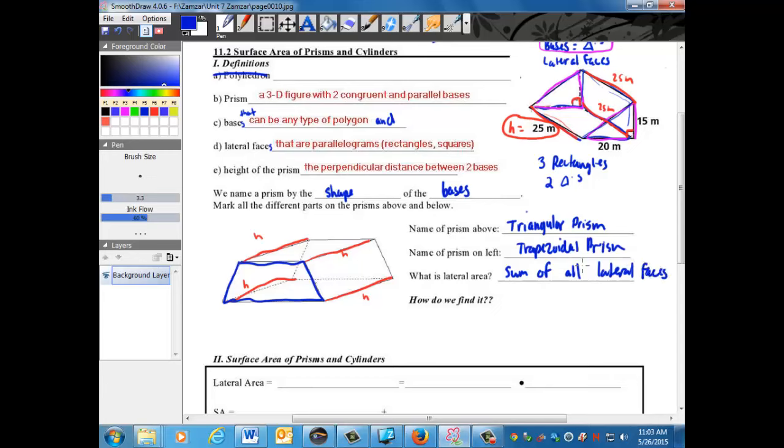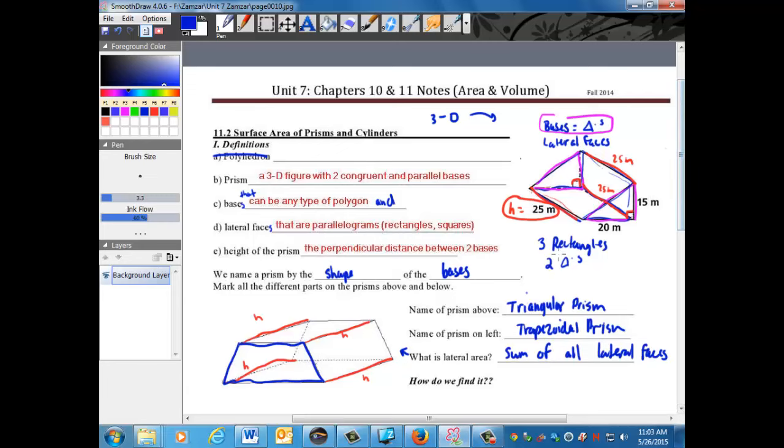So before we answer this question to the left, let's go back to the first shape that we had up here. We had 3 rectangles. Okay, so if I were to define lateral area, I would find the area of each rectangle. So this would be our lateral area in our first shape for the triangular prism. We would find the area of each rectangle, and then that would be our lateral area.